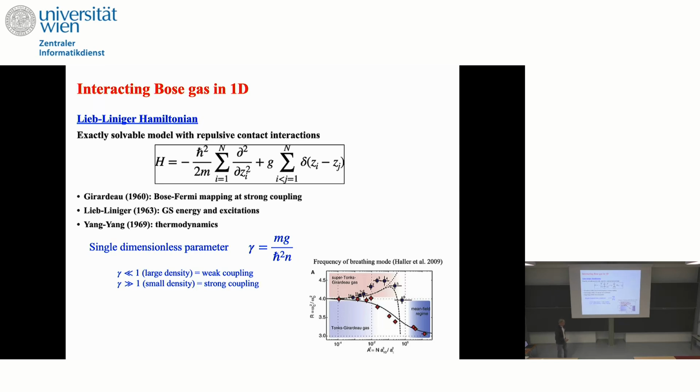Experiment-wise, the crossover from the mean field regime to the strong coupling regime, also called the Tonks-Girardeau gas, where you have the exact mapping, was seen in experiments. Here is a famous experiment where they measured the breathing mode of this cloud as a function of the parameter gamma. They could compare with the theory that predicts different values of this breathing mode in the mean field regime or in the Tonks-Girardeau regime. They could follow the whole line. So this model is experimentally realizable.